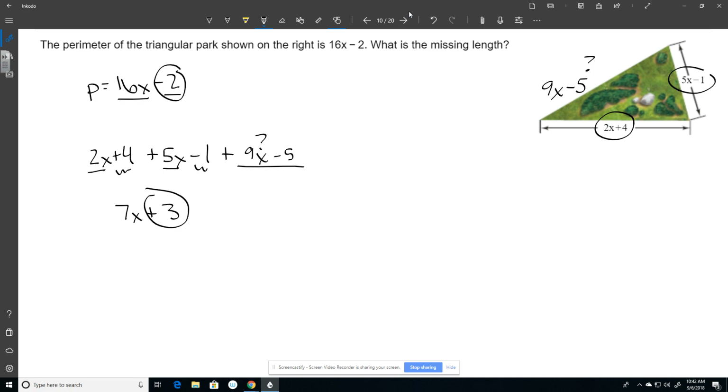And I can double check. If I do 7x plus the 9x, now I'm at 16x. If I do 3 minus 5, I'm at negative 2, which is where I want to be. So that would be my missing side. That'd be your final answer.